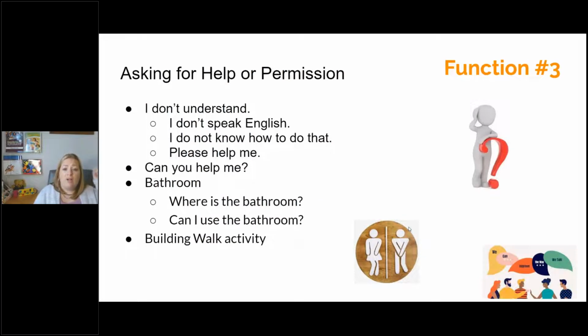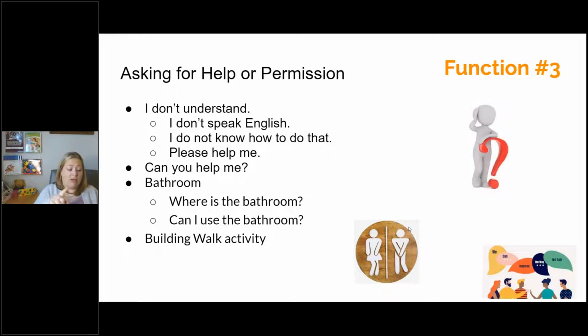We also can look for asking for help and permission. These are really important because we need to know when a student doesn't know, right? So we want them to say to their teachers, I don't understand, I don't speak English, please help me, I don't know how to do this. Those are really important phrases. Little things too, like, can you help me? Just in general, can you help me? It doesn't have to be applicable to anything except maybe the fact that they need help.